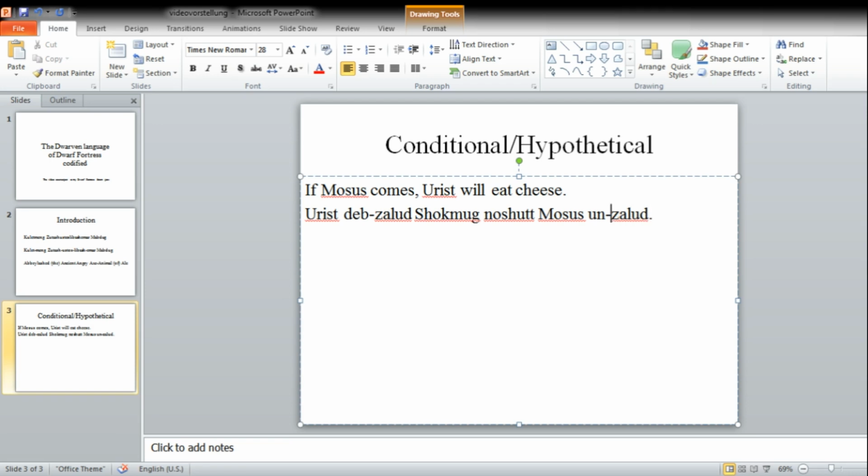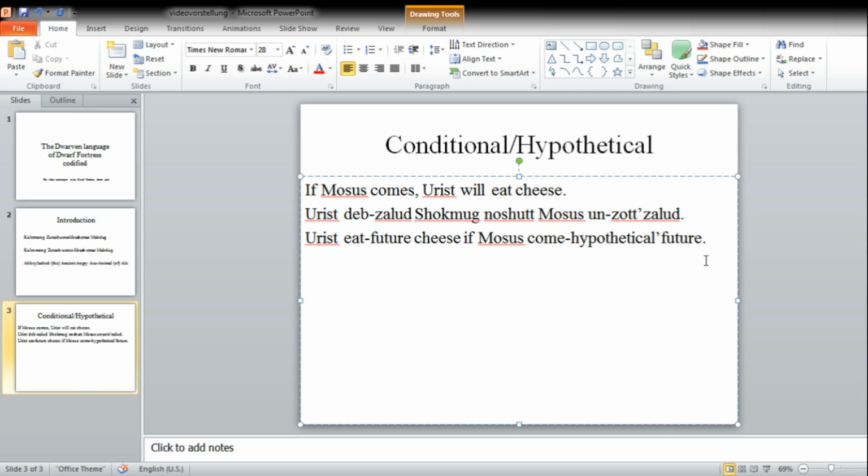However, to make it conditional, we add, remember earlier with the tense markers, zot. Then we know that Moses' coming is hypothetical. Moses may or may not come. So noshut means conditional, and zot means conditional too. Zot, I suppose, isn't completely necessary. However, it would be rather confusing if that were not there. So I'll type this. Eurist eats future cheese if Moses come hypothetical future.